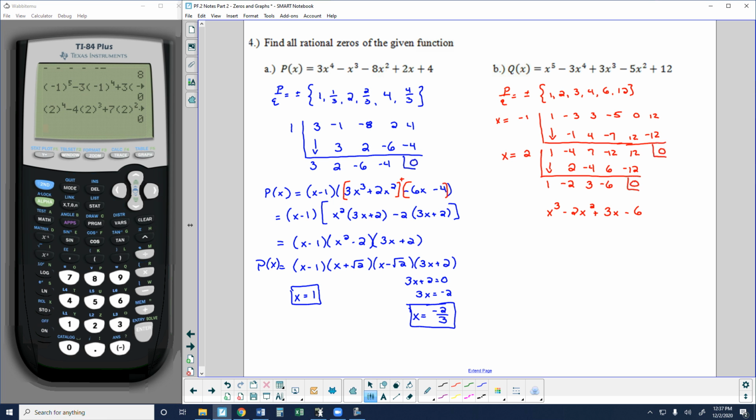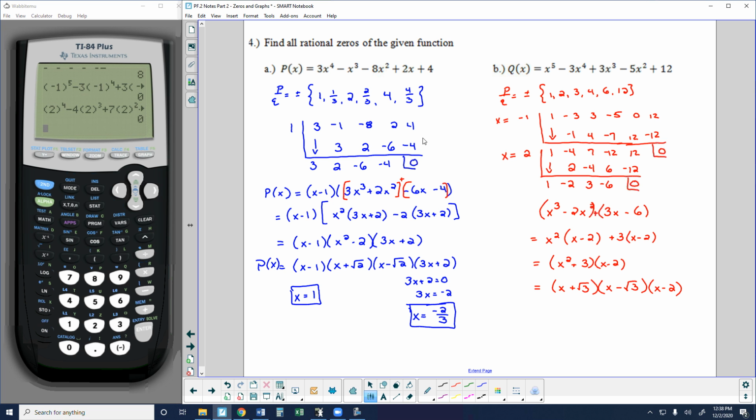So now I want to factor this if I can. So we may see that this has 4 terms, so grouping might be an option to go here. I can take out the GCF of x squared in the first group, which would leave me with x minus 2. Can take out a GCF of 3 in the second group, which would leave me with x minus 2. And now I can go ahead and factor from here. So this is going to be x squared plus 3 times x minus 2. If I wanted to factor this a little bit further, this would be x plus root 3 times x minus root 3, which is going to be irrational, and then x minus 2.